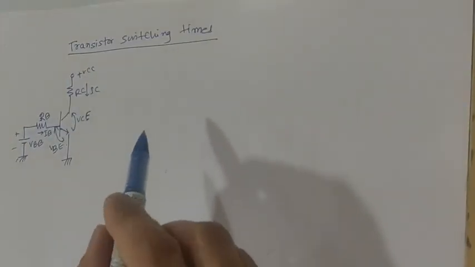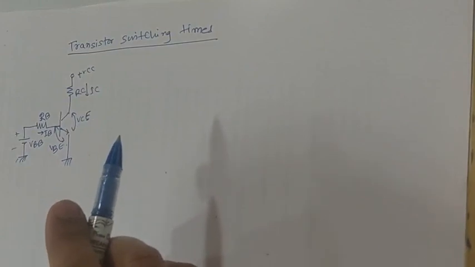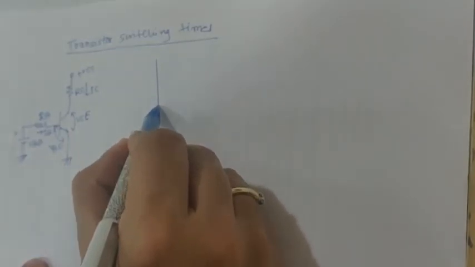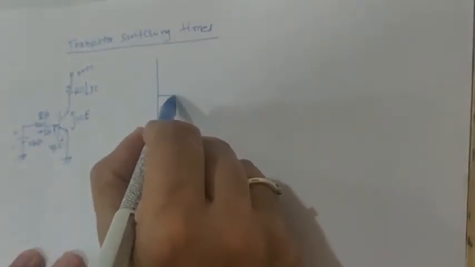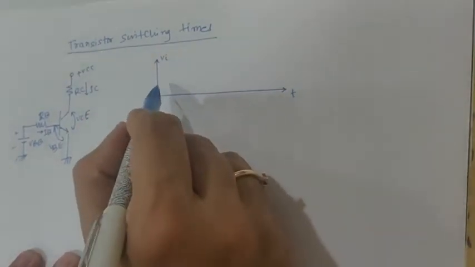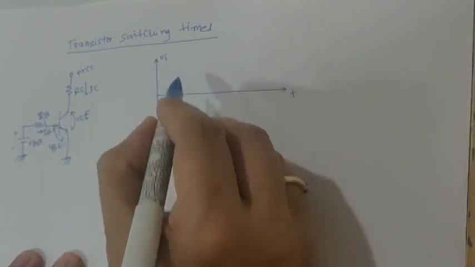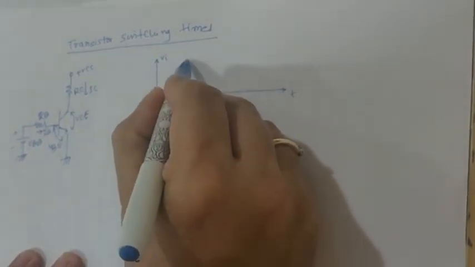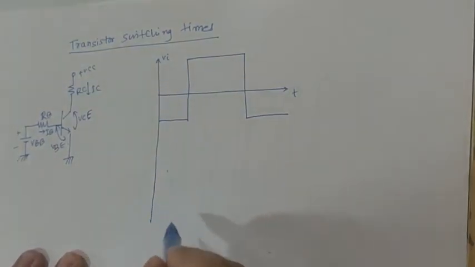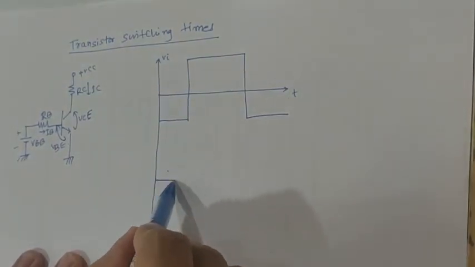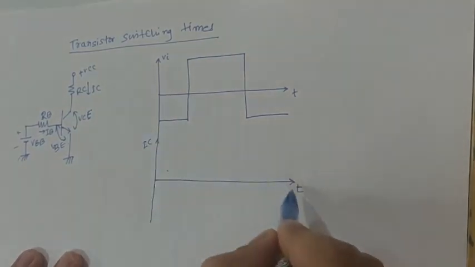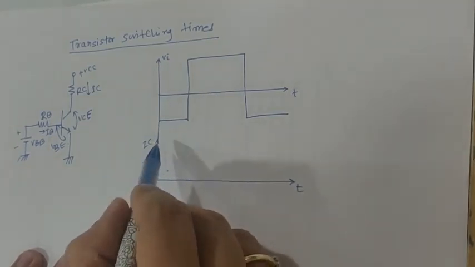Now just try to understand this. Now if I apply an input waveform, let us say square wave. This is important to understand. So what I am doing is I am applying the input voltage, which is a square wave in nature. This kind of waveform I have applied. Now the output collector current waveform I will be drawing. So it will be between IC and time.